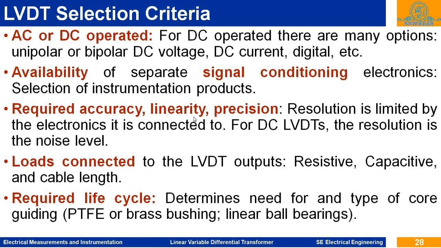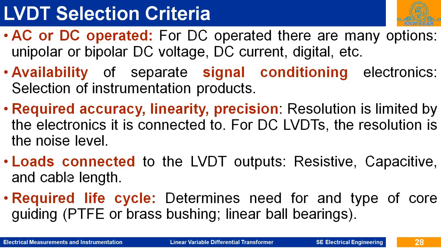Required accuracy, linearity, and precision. Resolution is limited by the electronics it is connected to. For DC LVDTs, the resolution is the noise level. So what resolution is required, what accuracy is required, that you must specify. Then linearity. You have to convert this physical parameter into an electrical one, so there must be a linear relation. That range you must specify.